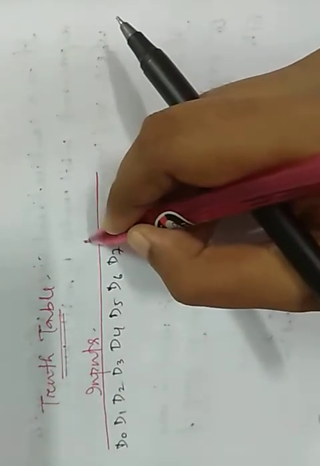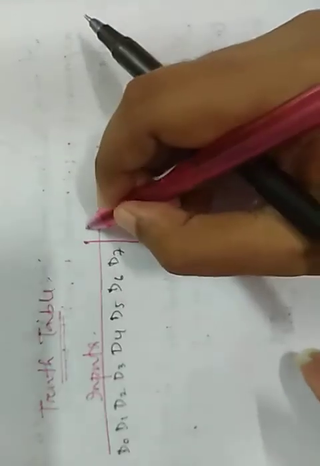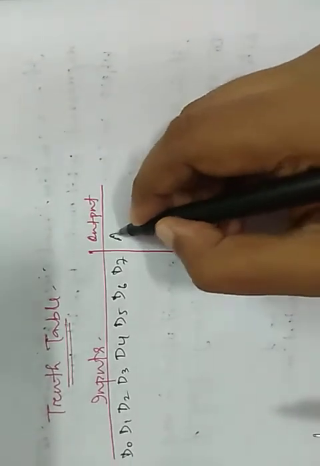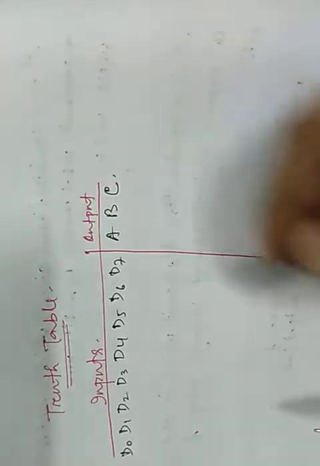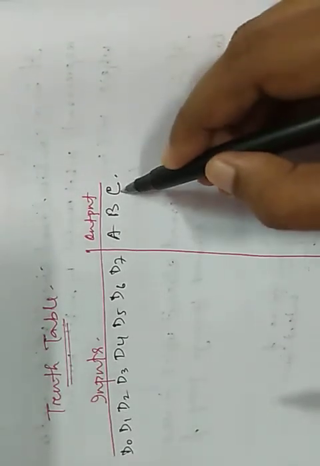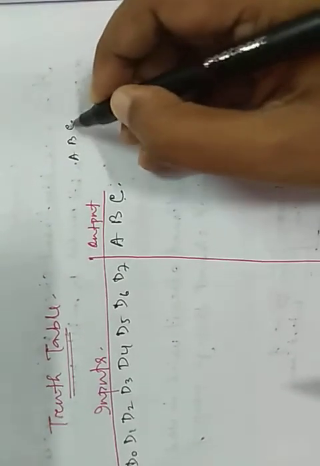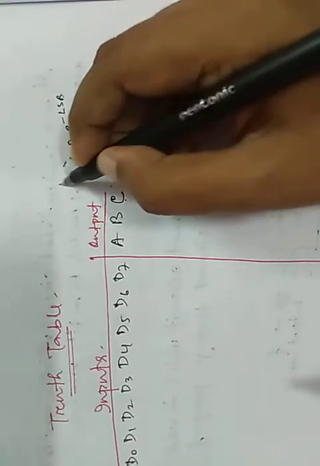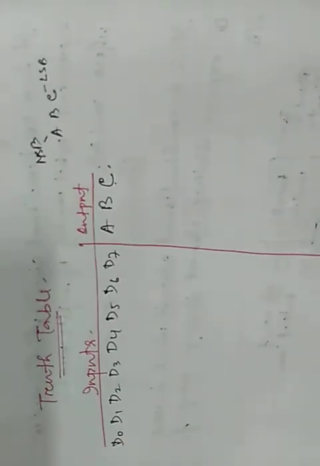Okay, and in our output lines we have 3 output lines: A, B, C. Okay, mind it, C is the LSB. I'm writing here A, B, C. So C is LSB, that means the right hand side digit. A is MSB, most significant bit, the left hand side digit.